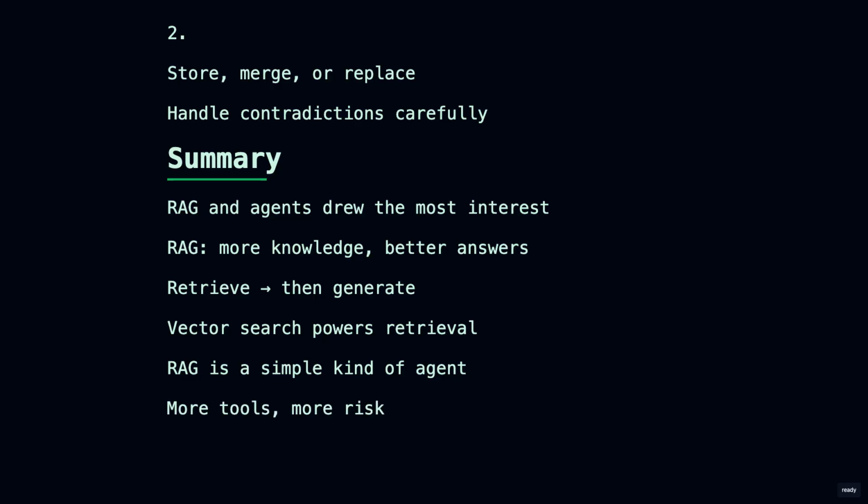Adding tools makes a model more capable, but it also raises the cost of mistakes. Once an agent can act in the real world, security and defensive design become essential, because failures can have serious consequences.